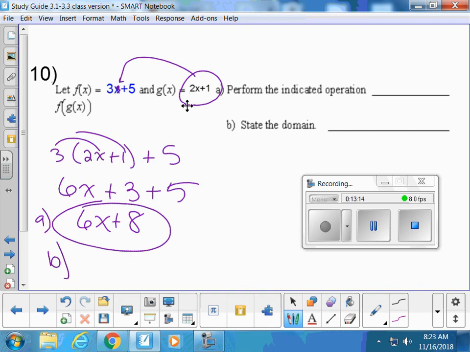And they want the domain again. What numbers can we put in for x? We're just multiplying by 6, so anything we want. Negative infinity to infinity means anything we want, any number in the world. That's fine. That'd be amazing.